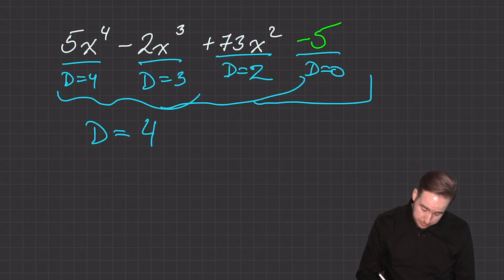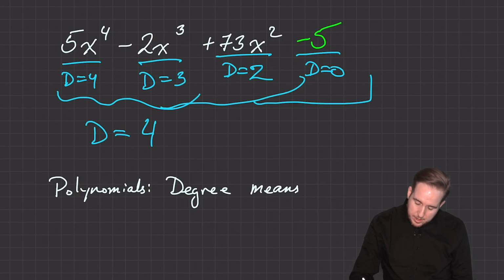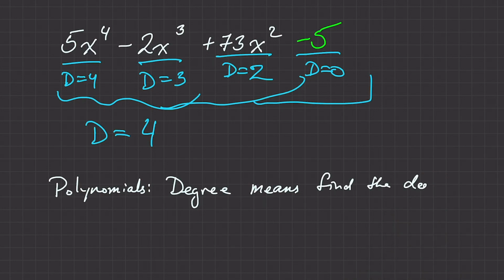So for polynomials, degree means find the degree of each term and choose the highest one.